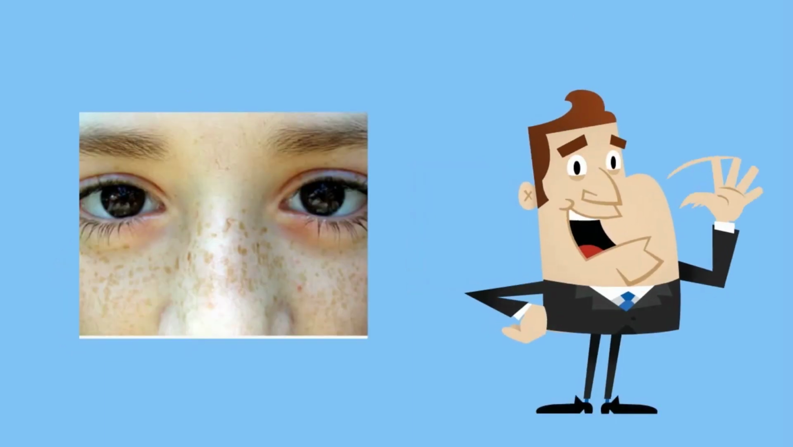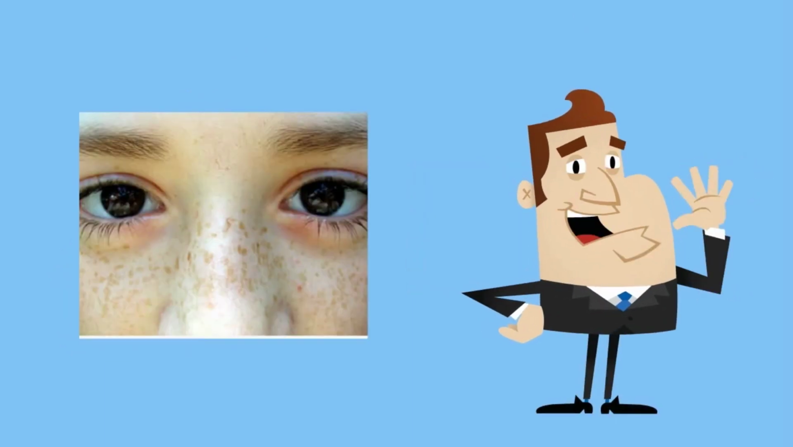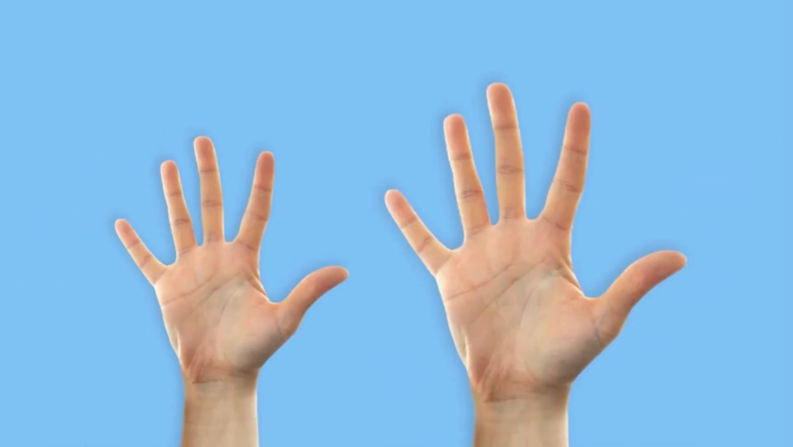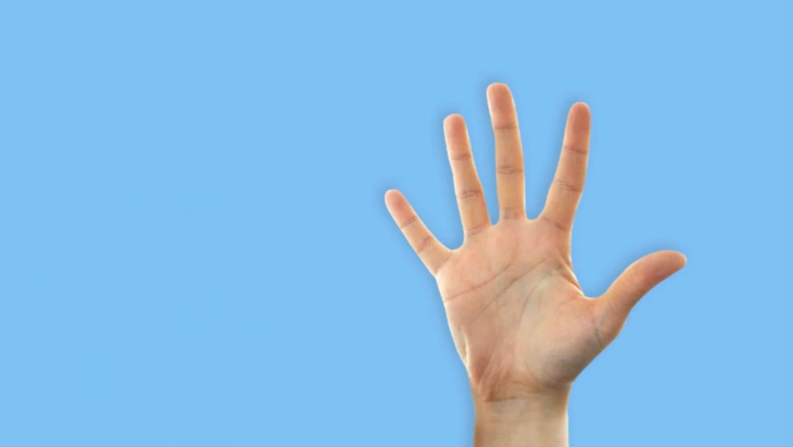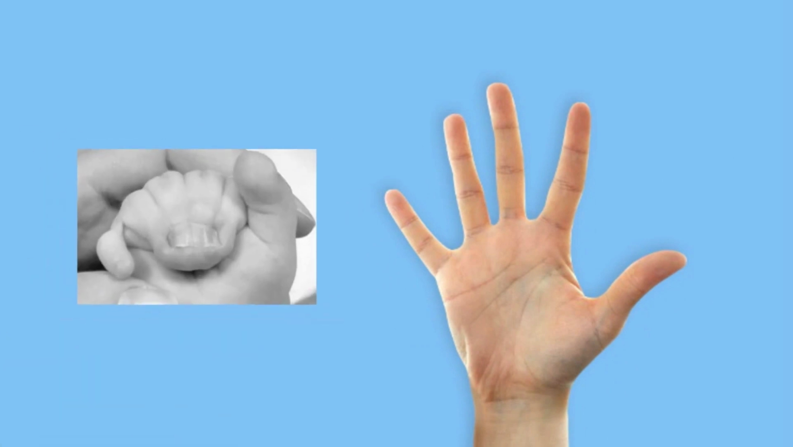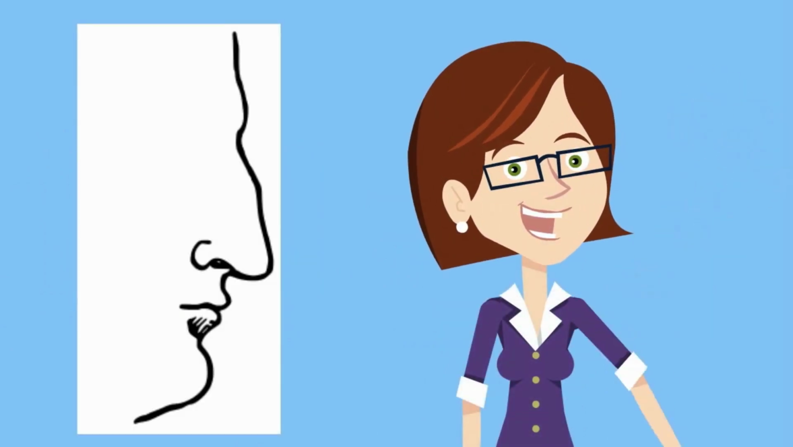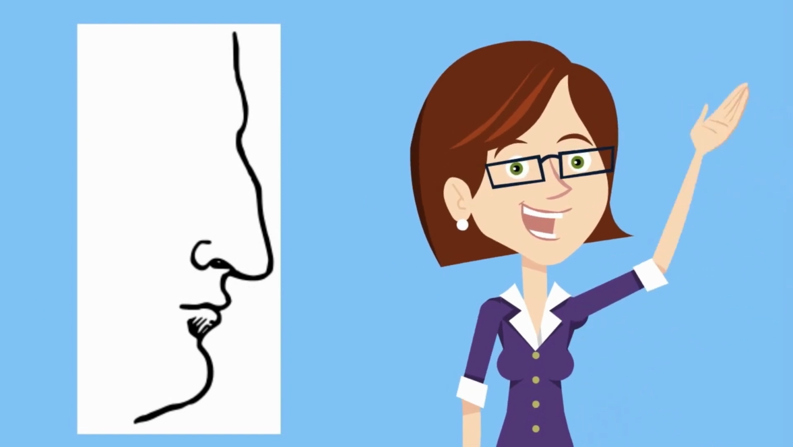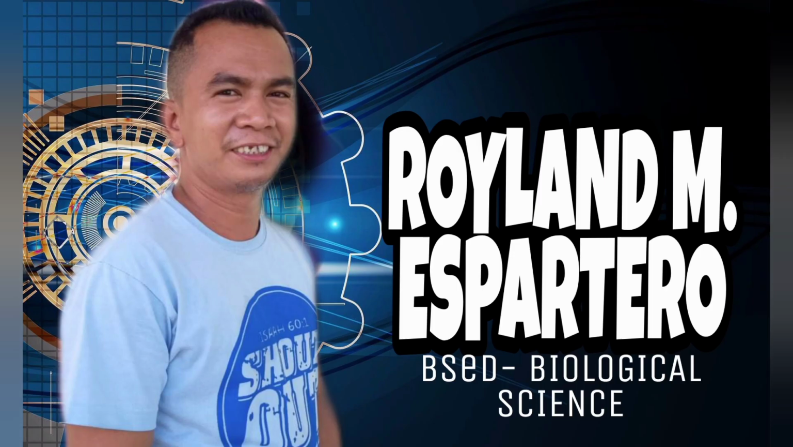A straight thumb is dominant over a hitchhiker's thumb. Freckles are dominant over no freckles. Short fingers are dominant over normal-sized fingers. Believe it or not, webbed fingers are dominant over normal. And finally, a Roman nose is dominant over a less prominent nose with a bridge.